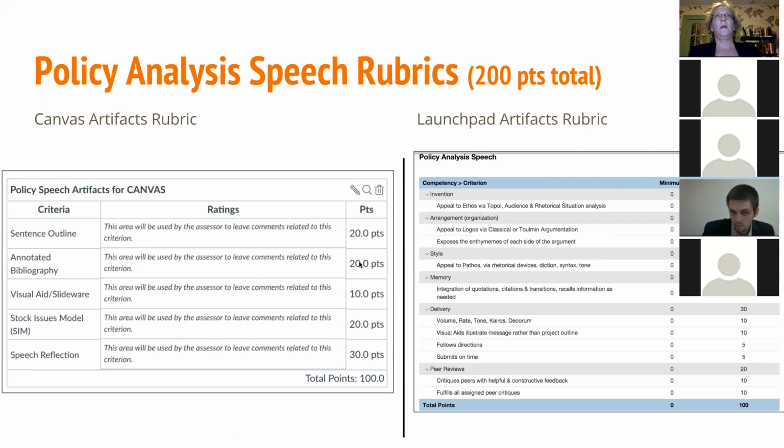Your slides are worth 10. Your bib is worth 20. And your outline is worth 20. So any one of these missing, and that takes a little bite out of your total number of points that are available.